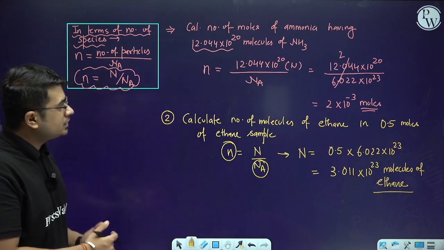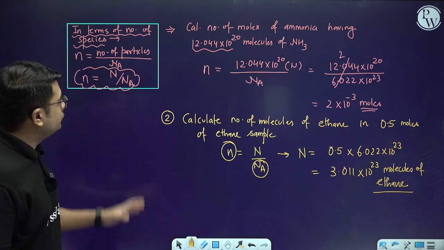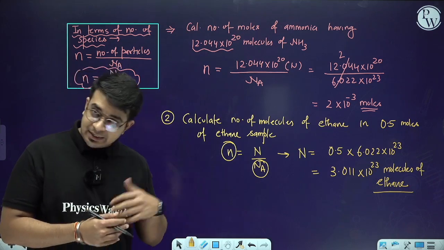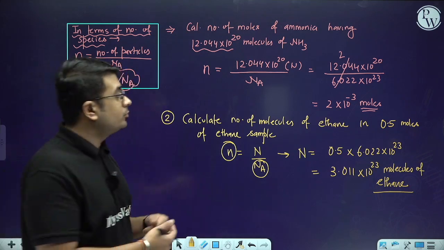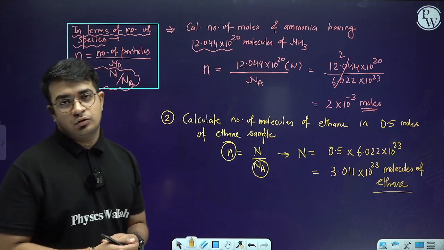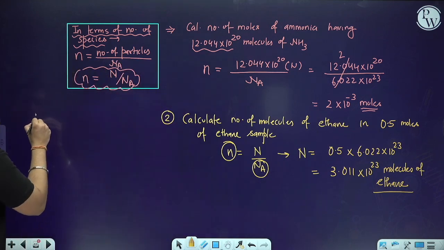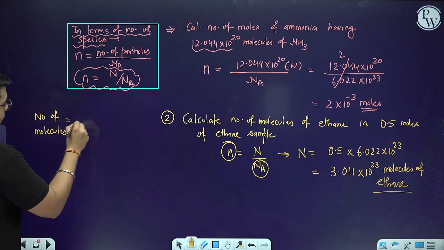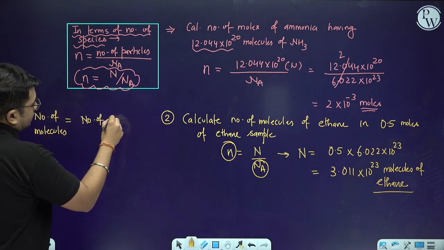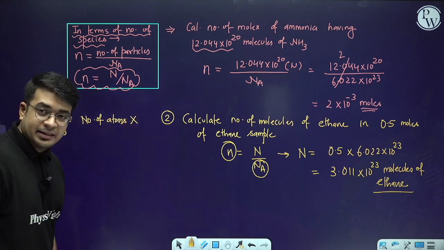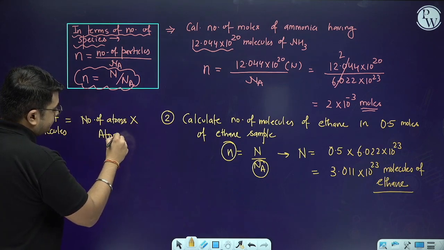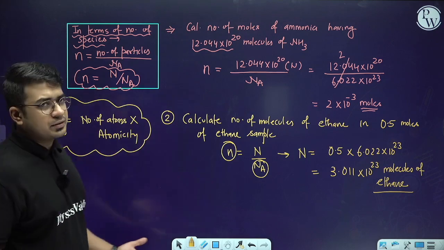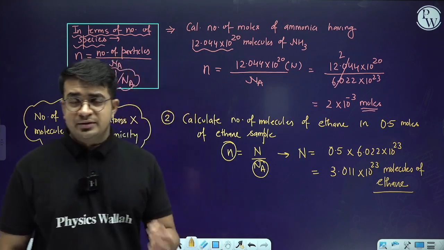Now try to make this particular part more interesting, because we are talking about the molecules only. It can also give the data in terms of number of atoms, or it can ask us to calculate the number of carbon atoms or hydrogen atoms present in this much amount. For that, always remember, you can convert number of molecules into number of atoms if you multiply the entire part with atomicity. What is atomicity? Atomicity is a very simple thing. It basically talks about the number of atoms present in one molecule.